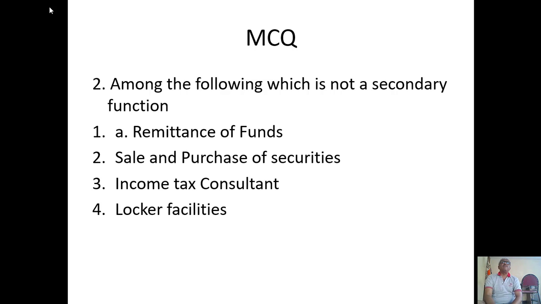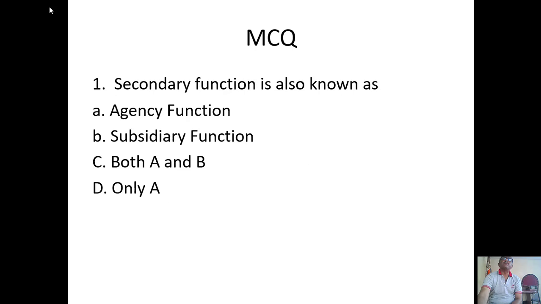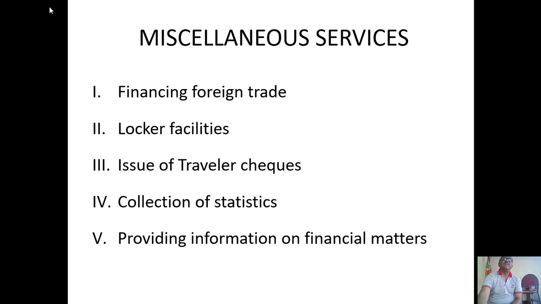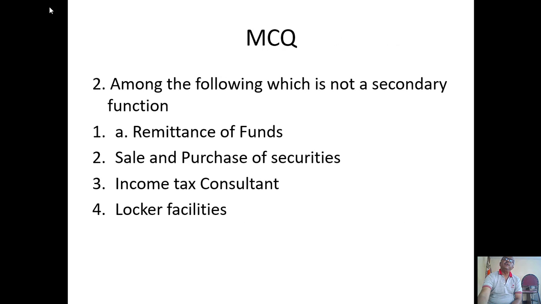Among the following, which is not a secondary function of a bank: remittance of funds, sale and purchase of securities, income tax consultant, and locker facilities? Remittance of funds, sale and purchase of securities, and income tax consultant are all secondary functions. The one that is not a secondary function of a commercial bank is the locker facility. It is a utility service performed by commercial banks. So these are the things we need to understand about commercial banks.